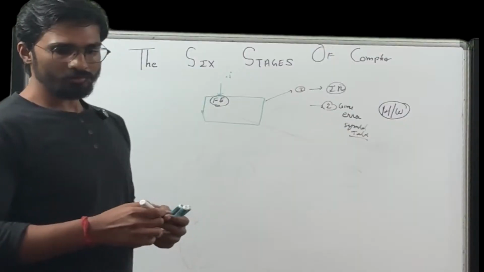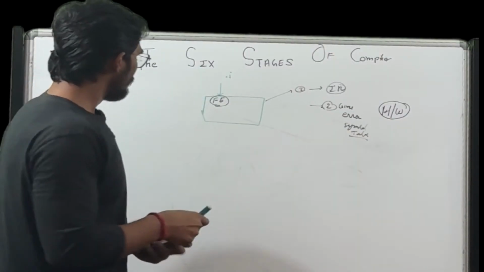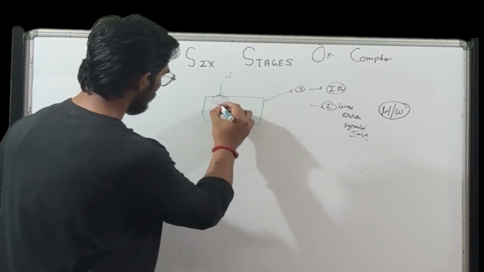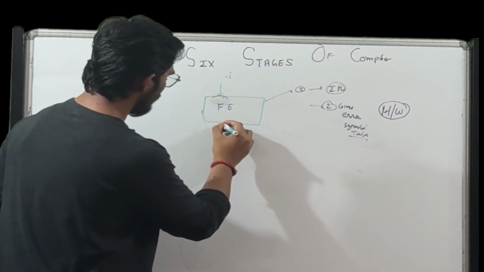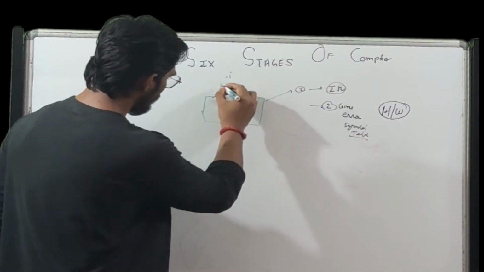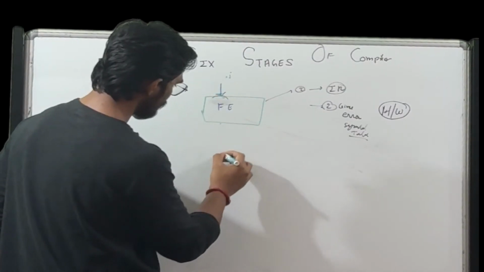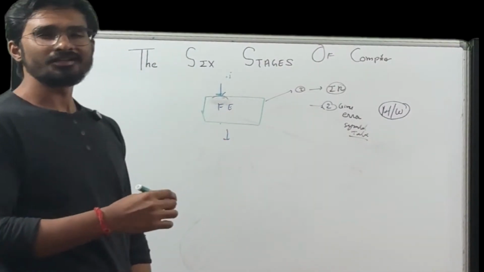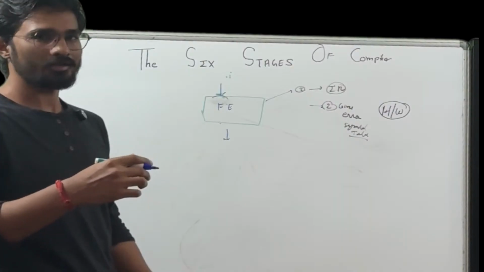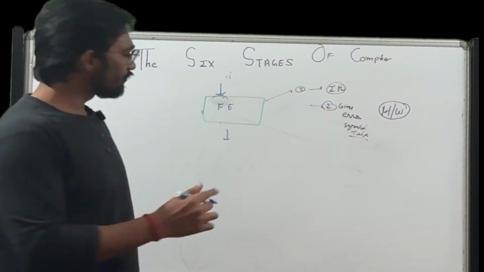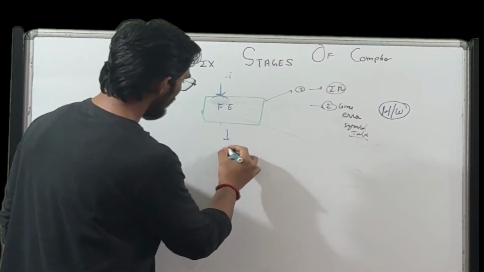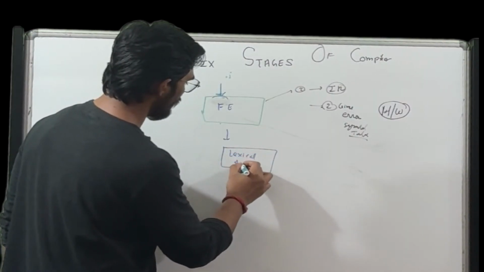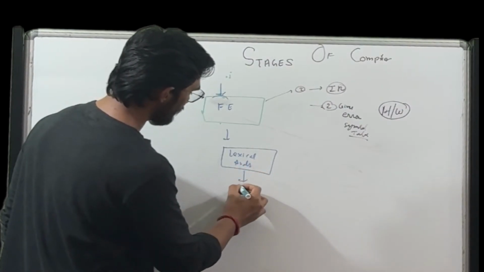How does this front end do all this work? Let's see. Our source code, the front end reads line by line or character by character. So the front end reads our source code character by character, and there is a tool, the lexical analysis, which runs on it, and it generates what? A stream of tokens.